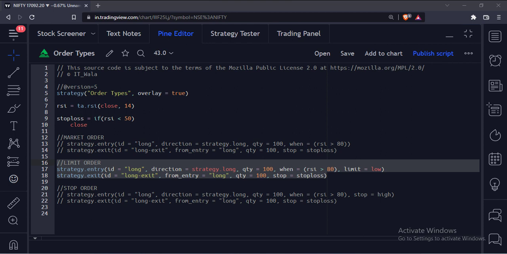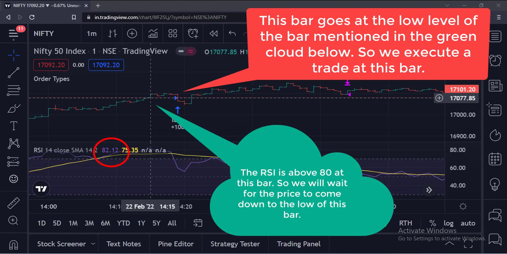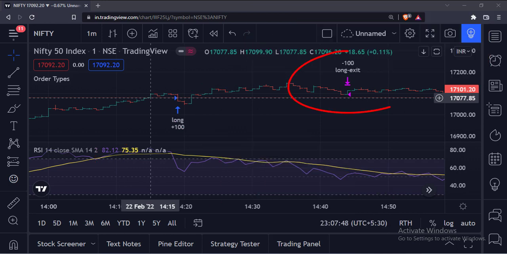Let's add this strategy to the chart. As you can see, when the RSI goes above 80 and when the price comes down to the low of that bar, an order gets executed. And when the RSI goes below 50, we exit the order.